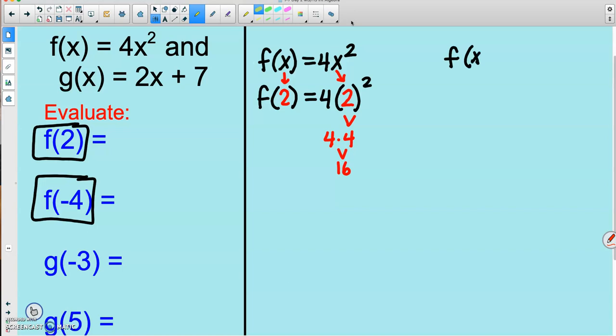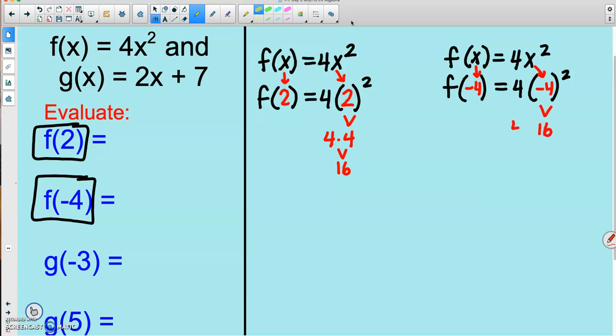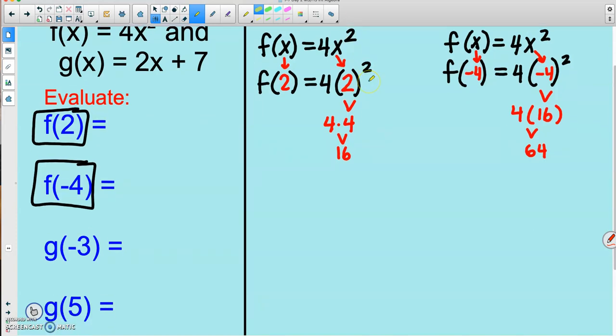So I'm just going to write my function rule again over here. And this time, we're replacing the x with -4. So -4 squared is 16. 4 times 16 is 64. So those first two went with the function rule for f.